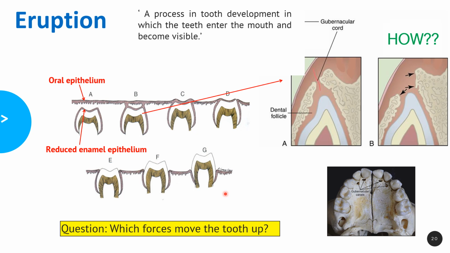For example, in mice, which were engineered to not have any roots, the teeth still come through into the mouth. So it cannot be just one factor.